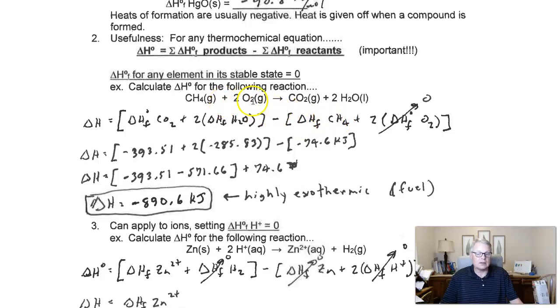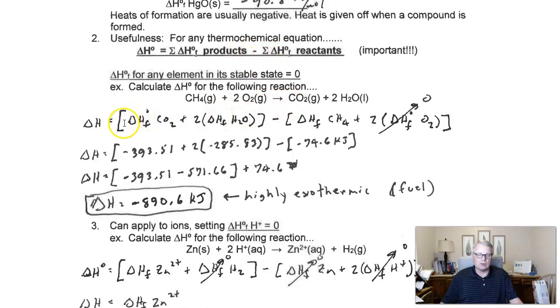Plus, I've got 2 O2s. So I'm going to look up the heat of formation for O2, and I'm going to multiply it by 2 because of the 2 out here in front. Whatever you've got coefficient-wise, multiply your heat of formation times that. And then I'm going to add those two together, because that's what this sum of means right here.